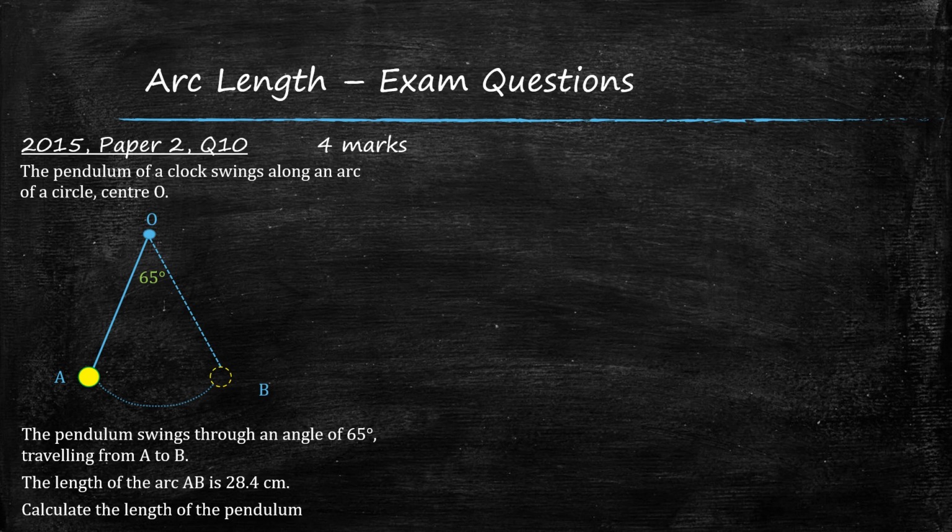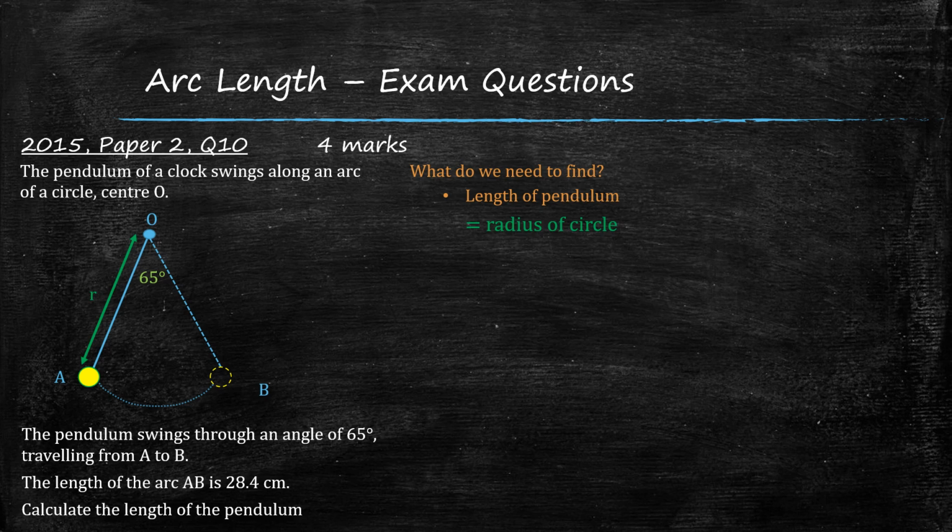And we're given a diagram which shows the angle at the centre of the circle is 65 degrees. If we aren't given a diagram in a question such as this, the first thing we should look to do is draw a diagram, but we have one here, so let's move forwards. So the first question we need to ask ourselves is, what do we need to find? We've been asked to calculate the length of the pendulum. As we've been told that the pendulum swings along an arc of a circle, in effect we've been asked to find the radius of the circle.